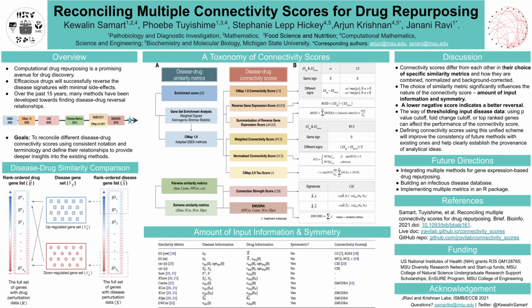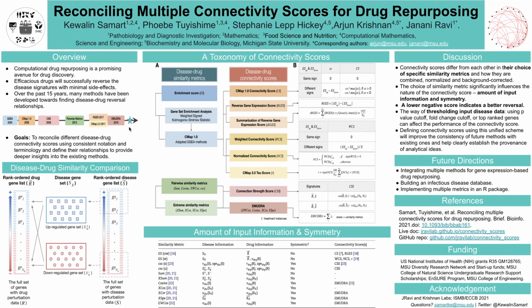Last year, when my teammate and I were reading paper after paper, we found that over the past 15 years, many methodologies have been developed towards finding disease-drug reversal relationships. And this is the timeline with all of the connectivity scores and similarity metrics that have been proposed by different studies within the past 15 years.